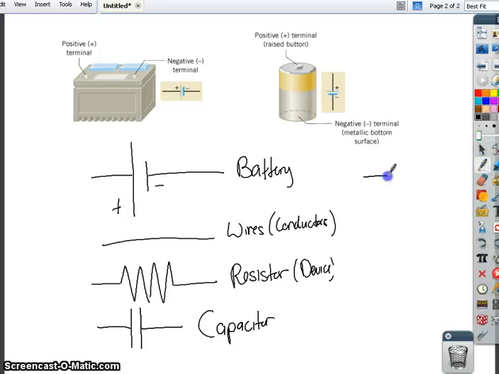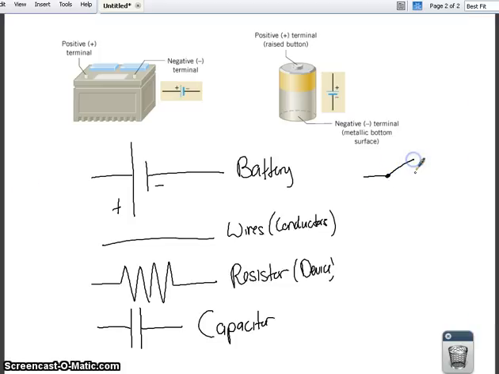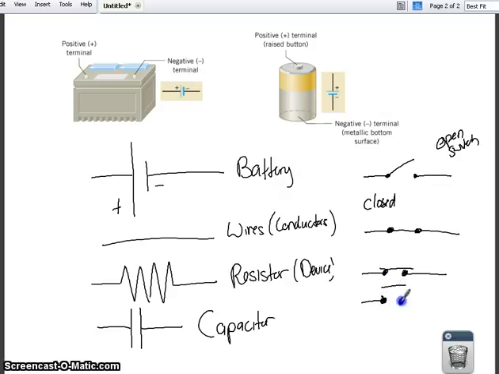A switch. So a switch is going to look something like this. This would be an open switch. And this would be closed if it was like this. Or you might see switches that look very similar where the switch is like sitting on top of it like this and where it's open like this. Okay? But these are just switches, okay?